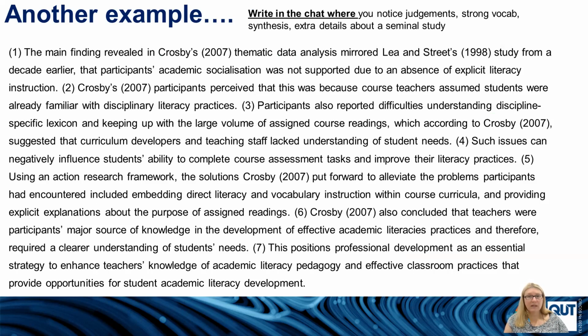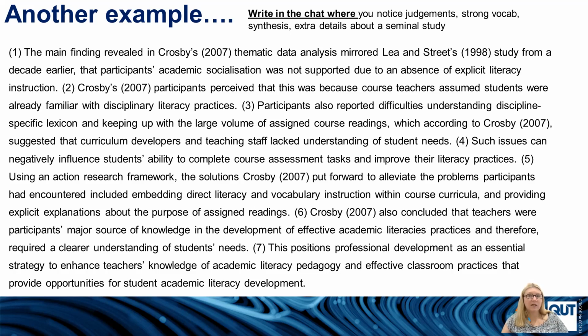The main finding revealed in the thematic data analysis, so there's a comment there, so we know what they did, is mirrored in Street's study. Crosby's participants perceived that course teachers assumed they were already familiar. They reported difficulties understanding discipline-specific lexicon and keeping up with a large volume of assigned readings, and suggested the curriculum developers and teaching staff lacked understanding of student needs. This negatively influences their ability. There were solutions put forward and there were conclusions.